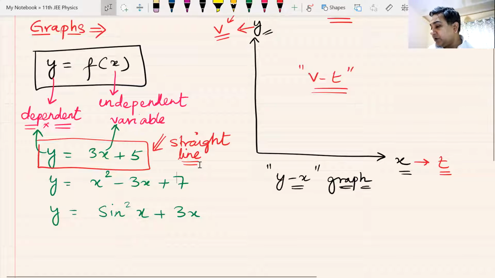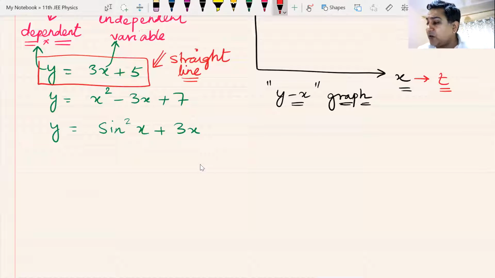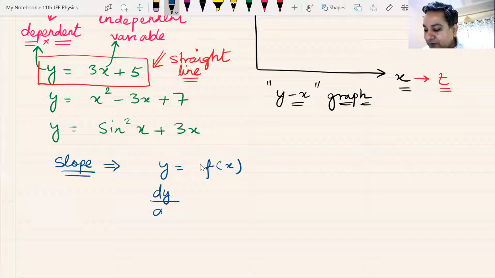Now, once we got into this graph, y is a function of x, we also found out something which we called the slope of the graph. So if y is equal to f of x is a function of x, the slope of this graph was given by dy by dx, which is the derivative of y with respect to x, and we call it f dash x.